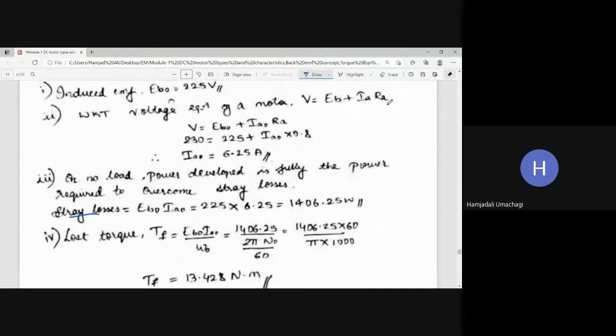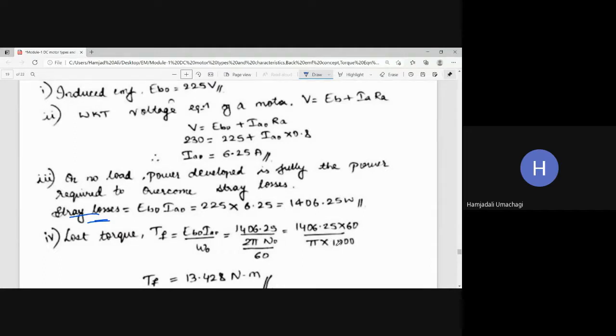Then coming to the fourth point. The fourth parameter is to calculate the lost torque. Here the lost torque formula is given by TF equal to EB naught IA naught, which is the stray loss, divided by the no load angular speed. Angular speed omega is 2 pi N by 60, but here it is running at light load, almost no load, so N is replaced by N naught. So TF is 1406.25 divided by 2 pi N naught. N naught means no load speed.